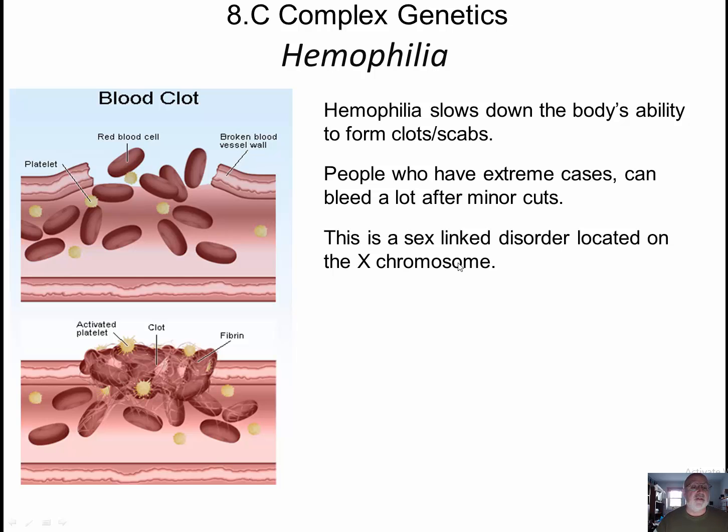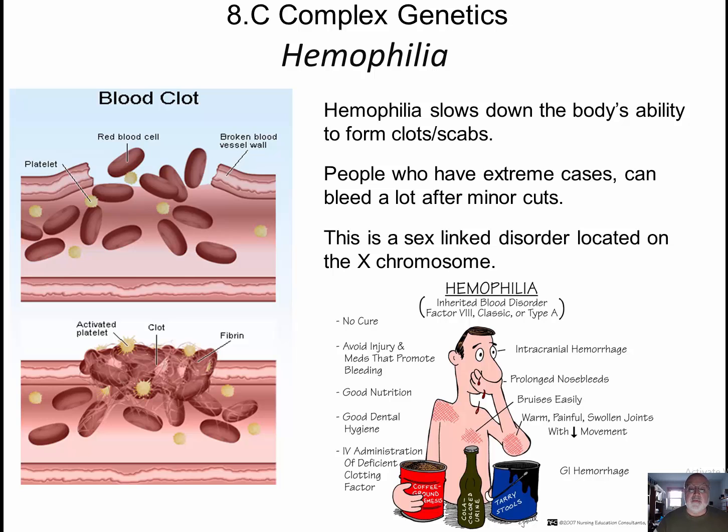It is on the X chromosome, and it can be passed down, but more or less, it only affects the male because the female can have another chance of getting a good copy. Hemophilia, there is no cure. They have to avoid injury. They have to take medication. If they actually do bleed, they can get clotting factors.